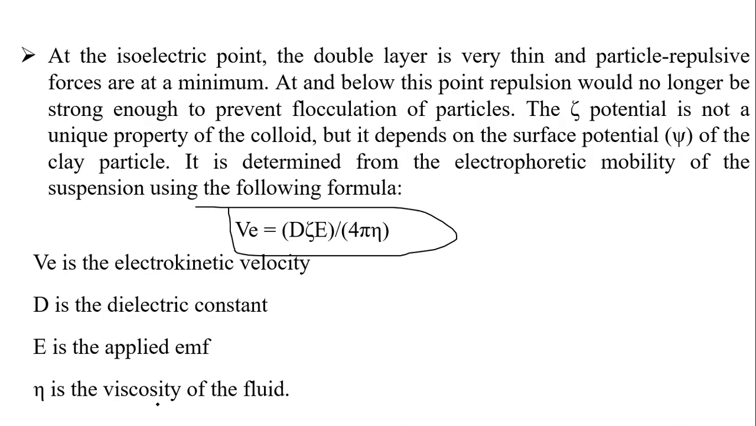One minute, students, I will check it. Yeah, it is eta. It is nothing but the viscosity of the fluid. So this isoelectric point of the double layer is completely calculated with V = D zeta potential E / 4 pi eta. Please note down these formulas. These formulas are very important, and there are derivations also for these equations.